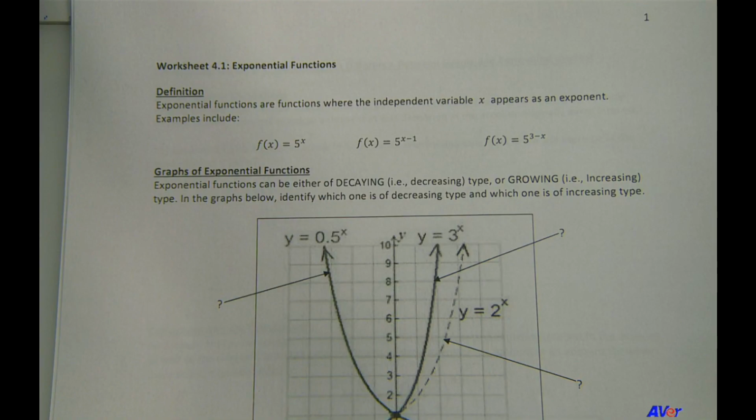Hello again, everyone. Welcome to our discussion of section 4.1, where for the first time this semester we will be talking about exponential functions. One of the most important functions, if not the most important function in mathematics.